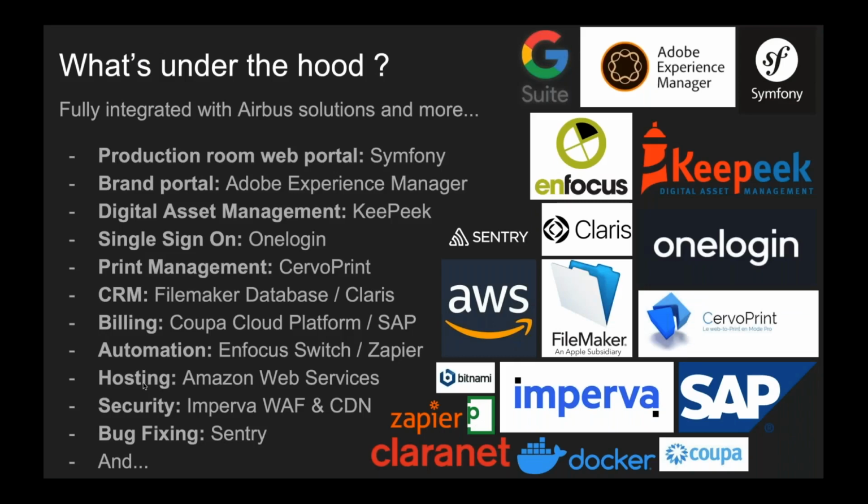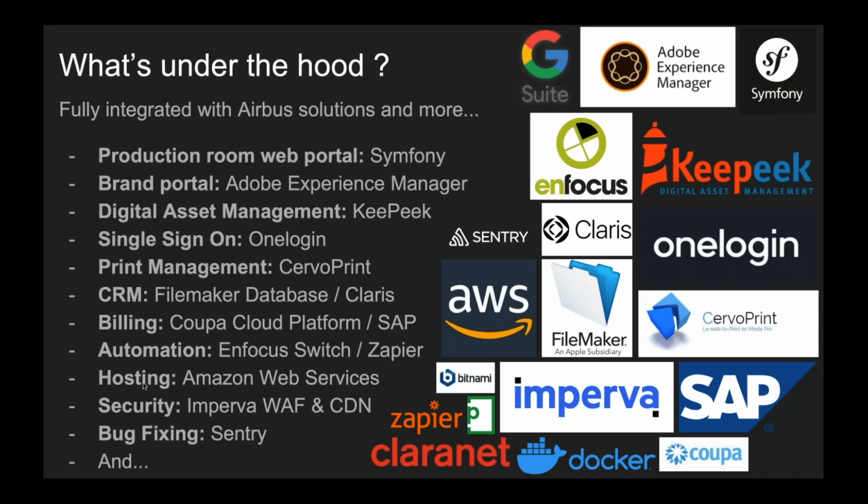The production room uses a lot of different systems and solutions. The portal was developed on Symfony and is hosted on Amazon Web Services. The brand portal is made with Adobe Experience Manager. We use a digital asset management solution called Keepik. It's actually the solution used in Airbus for managing communication material. And we connect the Chili interface to Keepik to select pictures and other digital elements.